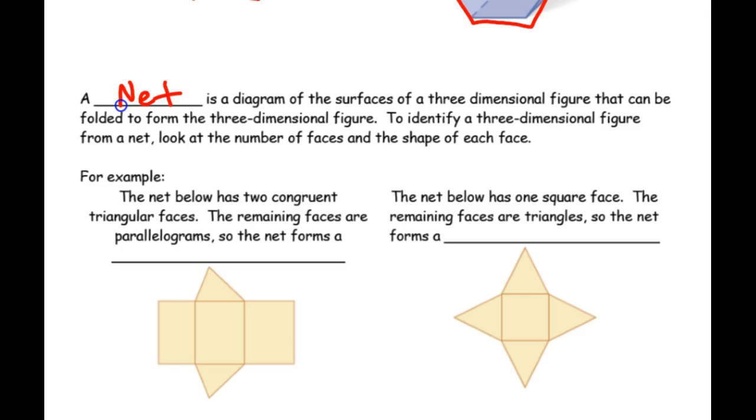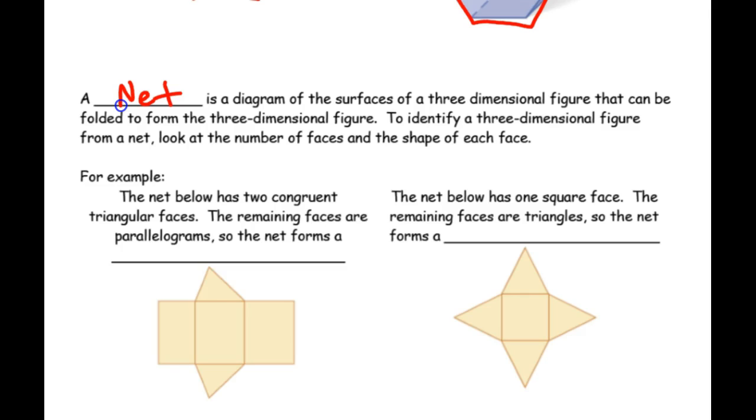So these, all around the room, hopefully, maybe you've seen them. These are nets. So you take a 3D figure, unfold it, kind of like on the bottom of this page, you can see what some nets are. Again, it's a diagram of the surfaces of a 3-dimensional figure that can be folded to form the 3-dimensional figure. To identify a 3-dimensional figure from a net, look at the number of faces and the shape of each face. Now today, you're able to hold it, fold it, and see it, right? But if it's on the paper, you can't do that. So you need to be able to tell certain things about the faces and the bases.